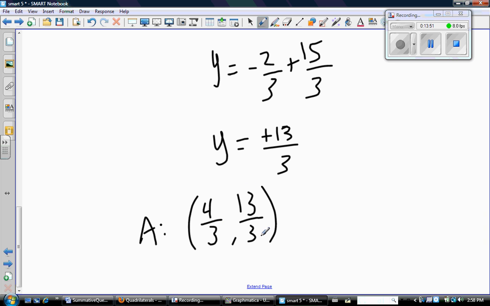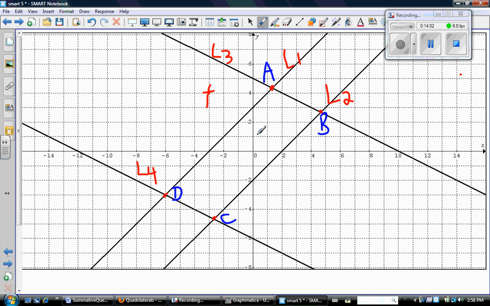And I'm just going to go back to that graph and make sure that this is where I find it. So it's about 1.3 and 4.3. Looking at the graph, if I go over 1 and a bit and go up 4 and a bit, hooray, I have the right point.